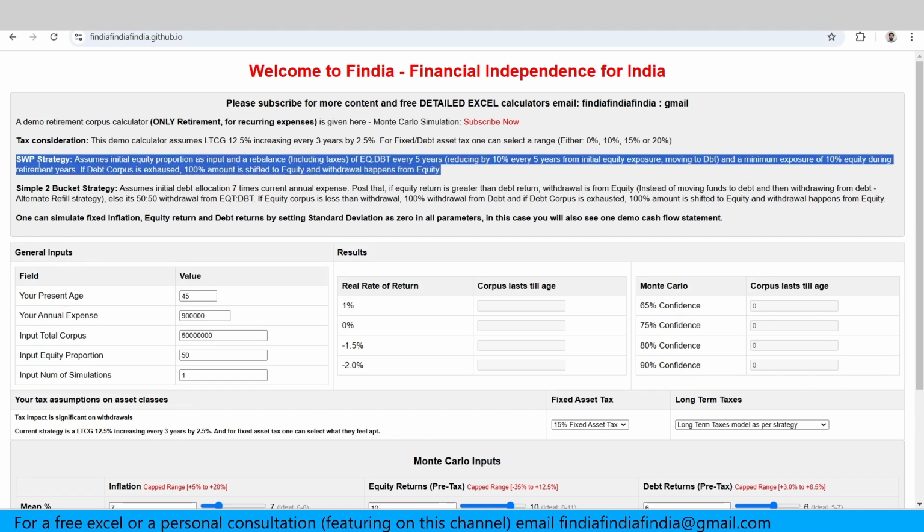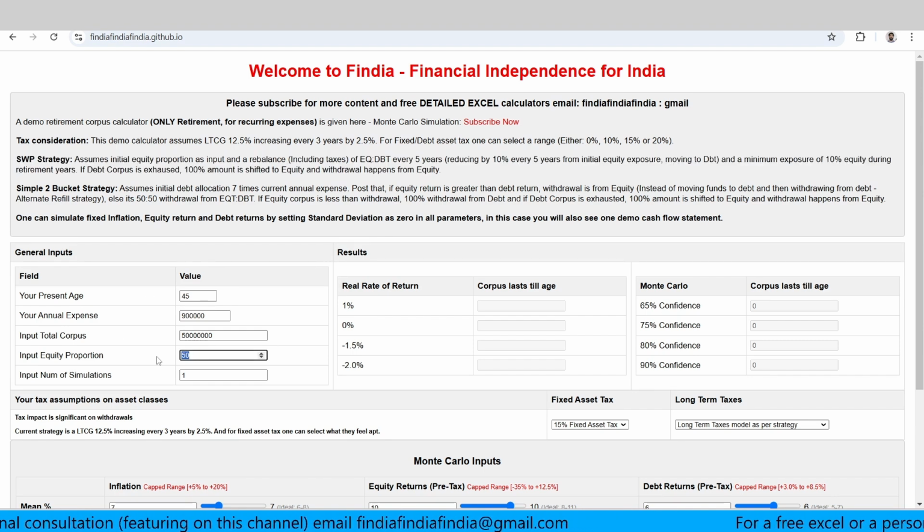For a SWP strategy, we assume the initial equity proportion is what we give here, 50%, and the remaining 50% is debt. We can make it 60, 40, 70, whatever we want. And every 5 years we are rebalancing it.